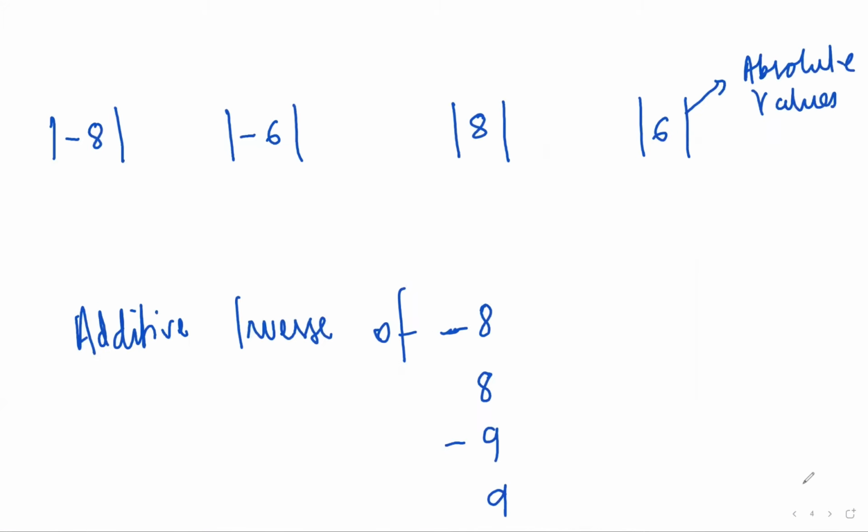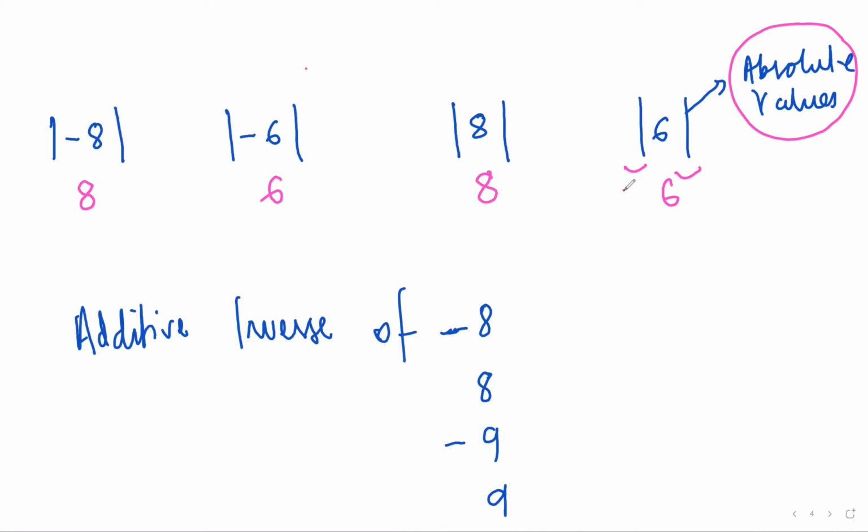Next part. Absolute values. This sign indicates absolute value. Either they will say what is the absolute value of -8, or they will not write the words absolute value, but they will put signs like this. Always remember, the absolute value of a negative number is positive, but the absolute value of a positive number remains positive itself.